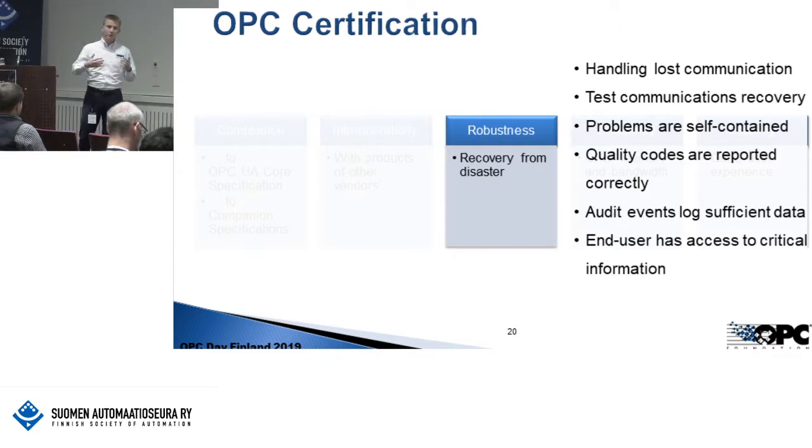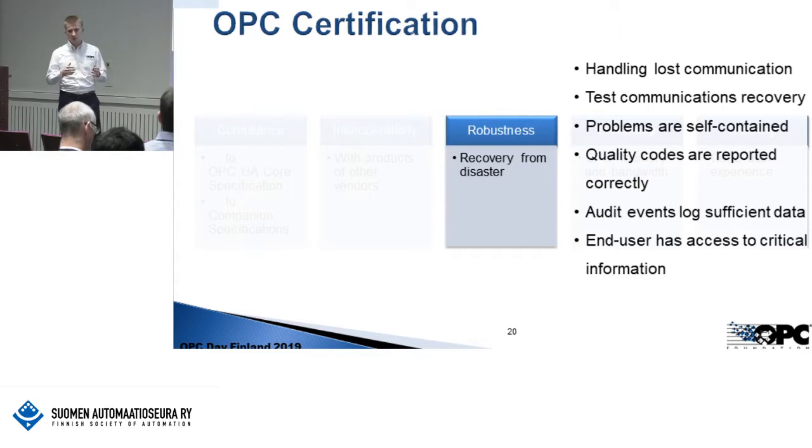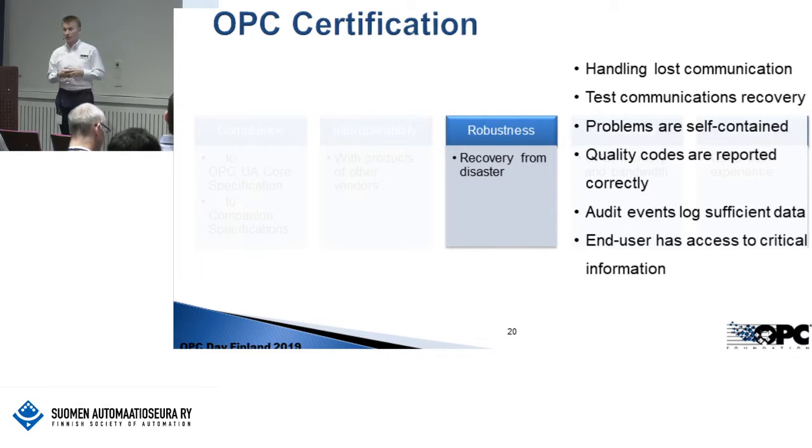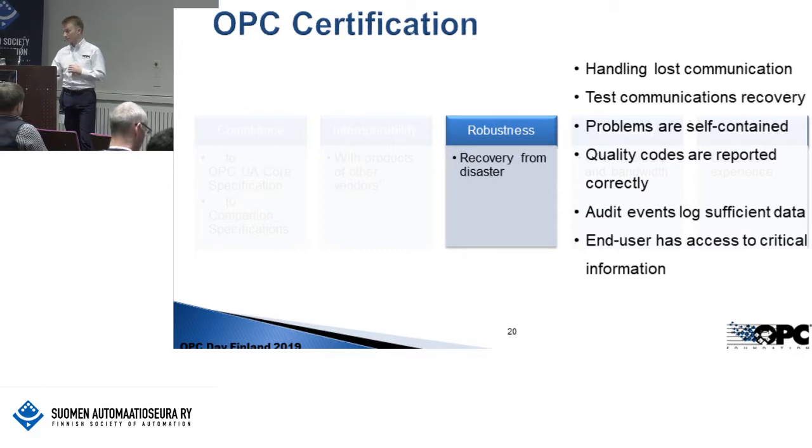What else do we do here? For example, we verify that problems are self-contained. So if we have two clients connected to a server and we break the connection to one data source, then we ensure that the other client is not affected by that, right? That one still gets its update from the other antenna, because that is what you expect. The problem needs to be self-contained. And of course, the end user also has access to all that information, so there are tracing or logging capabilities, so that you at least find out why something is not working.